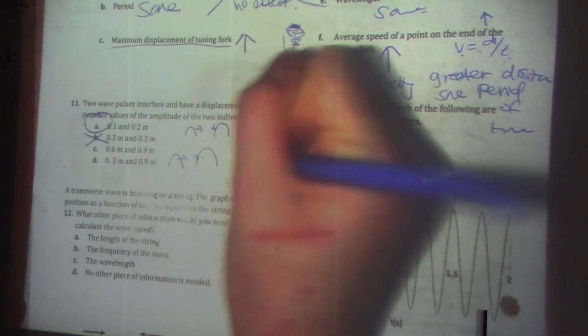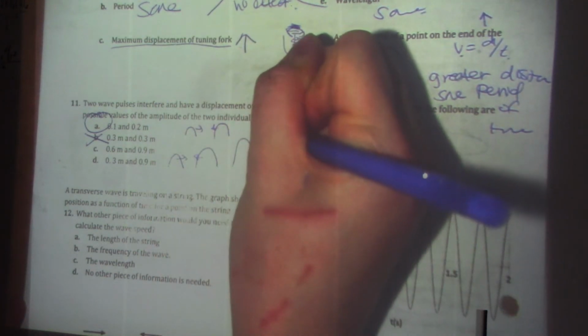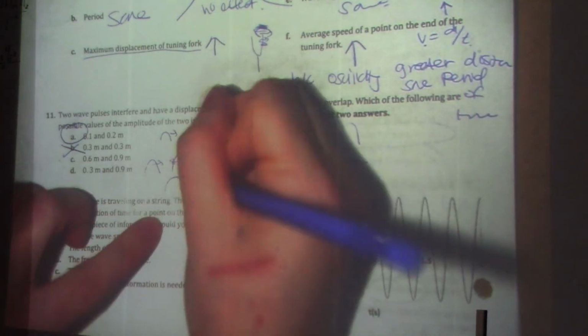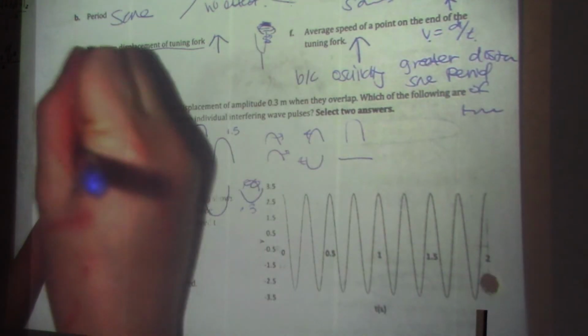You could have 0.6 and 0.9. If those come together, that would be 1.5, which is not correct. If I have 0.6 and 0.9 in opposite directions, then they would subtract and they would create an amplitude of 0.3. So this is possible.